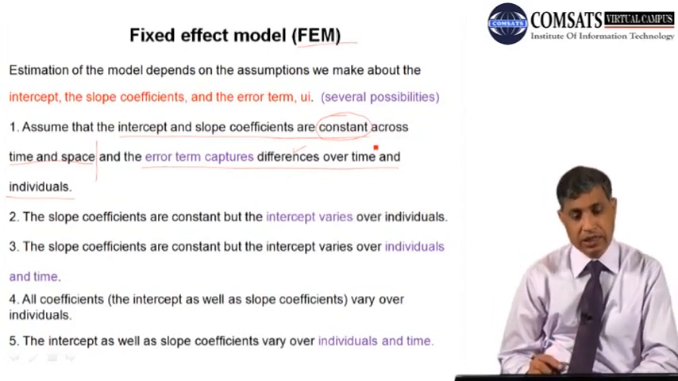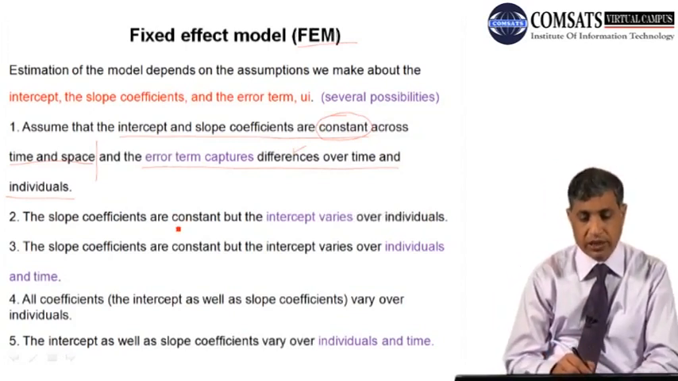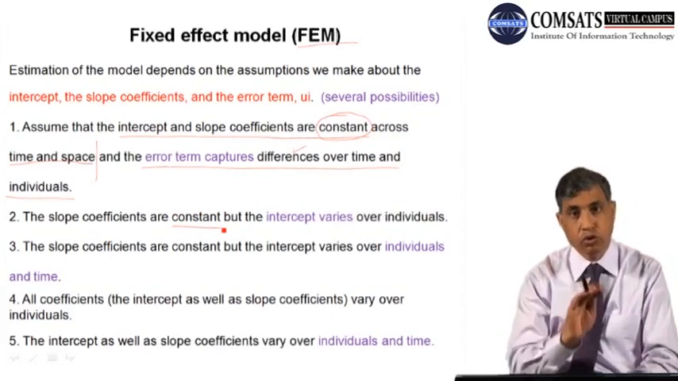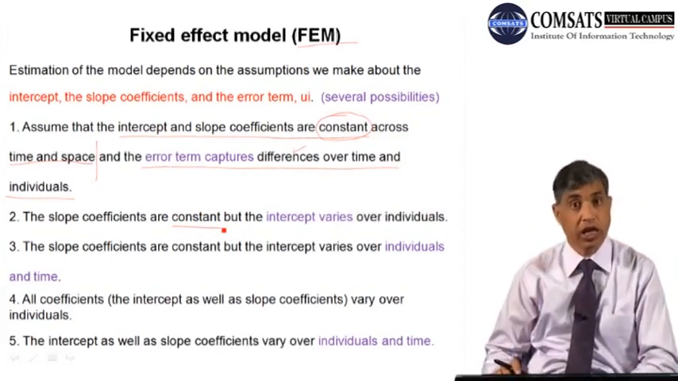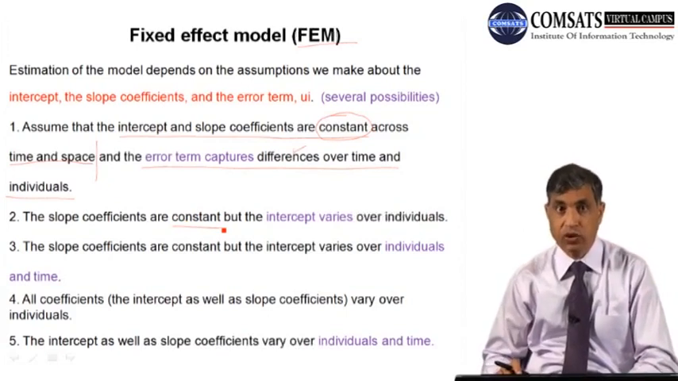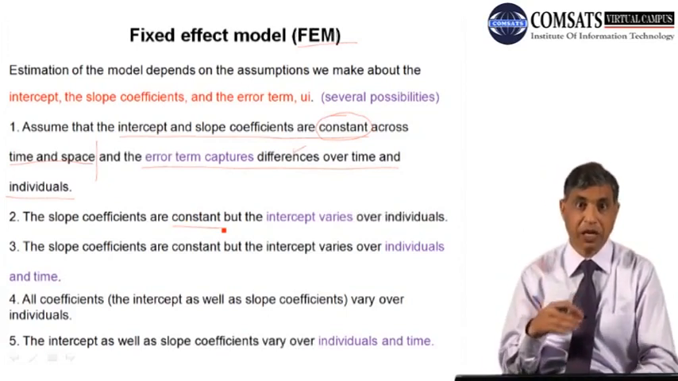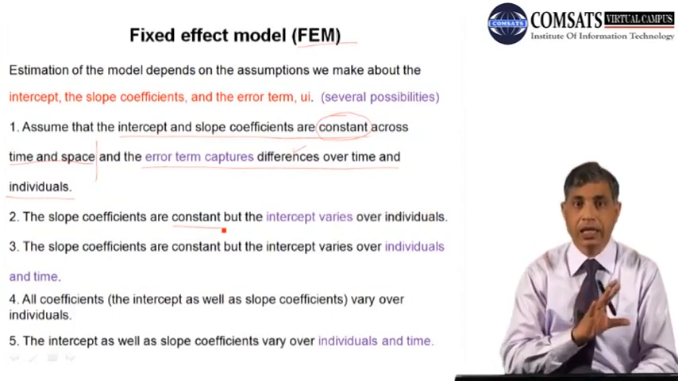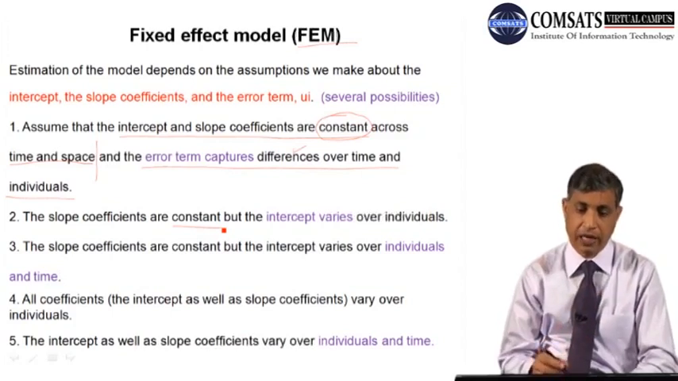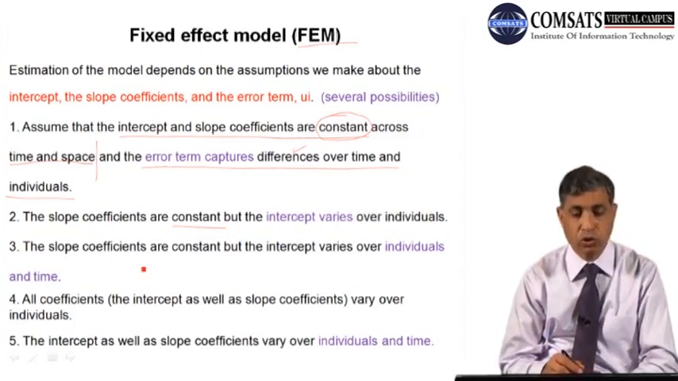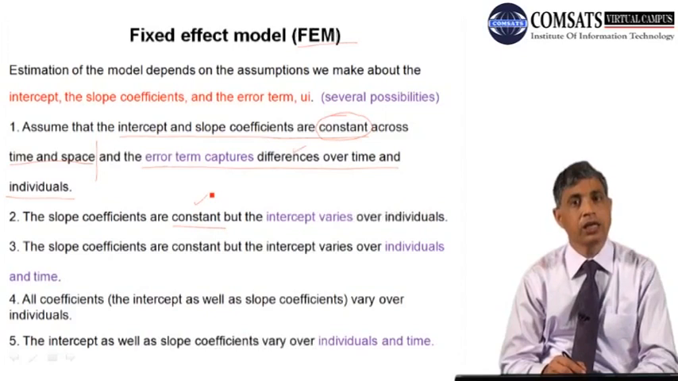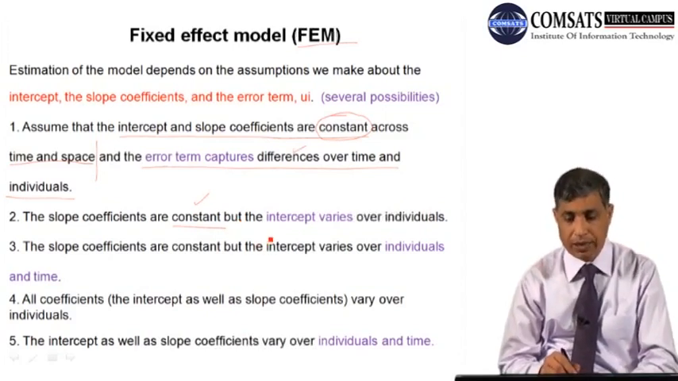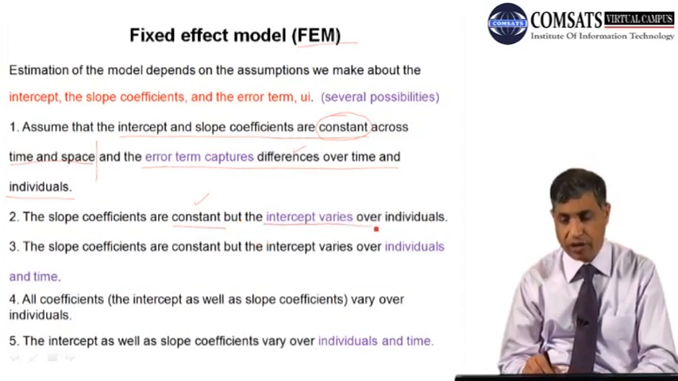The second is that the slope coefficients are constant. पहली में दोनों को हमने रगड़ दिया. We said no, they can't change. In the second, we are just lapsing. We are becoming somewhat kind-hearted, and we are allowing some flexibility. We are injecting flexibility into our model. So what do we say? The slope coefficients are constant. इन पे अभी भी सख्ती है, but the intercept varies over individual.